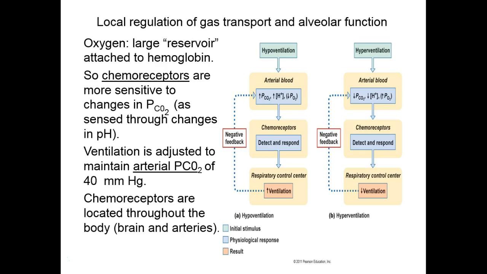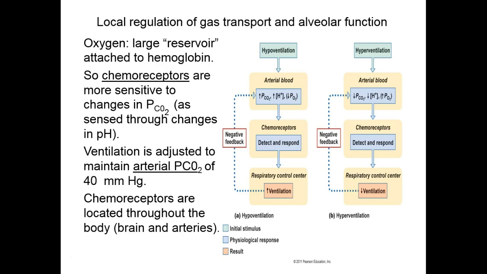In terms of regulation of transport, as I said, there's a large reservoir of oxygen on hemoglobin. So the body doesn't tend to look at oxygen levels, which is kind of surprising the first time you hear that, but it makes sense. You have plenty. So what your body is looking at, in its infinite wisdom, via chemoreceptors, are changes in carbon dioxide, the partial pressure of carbon dioxide.